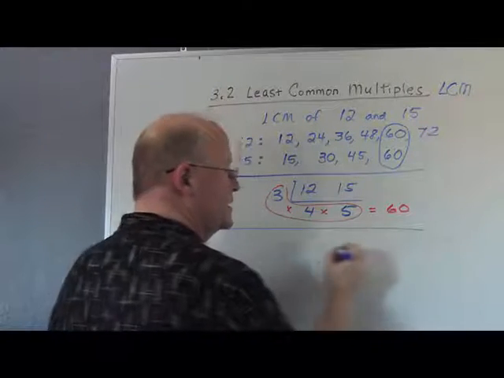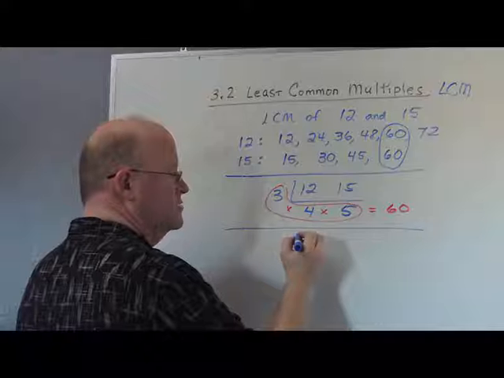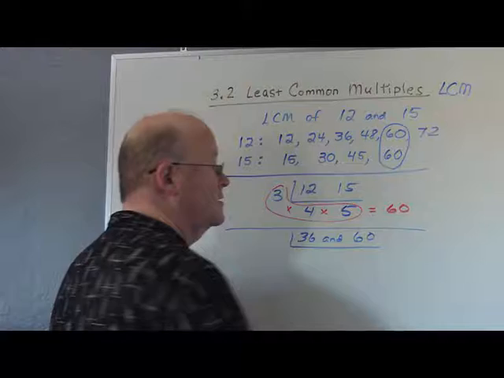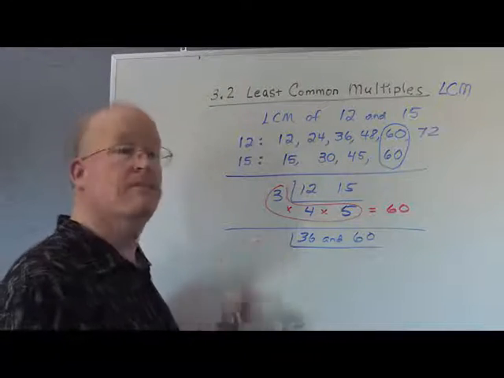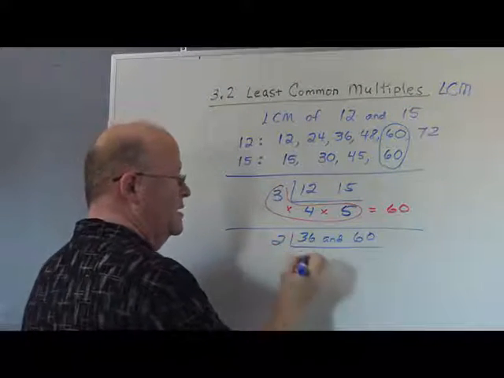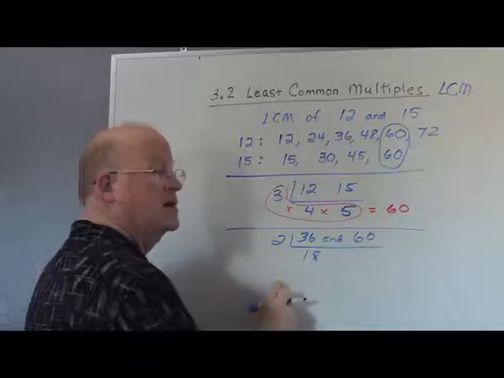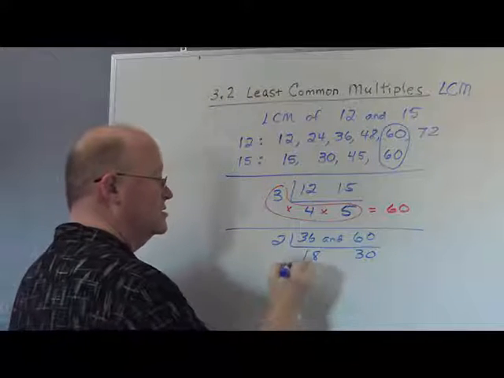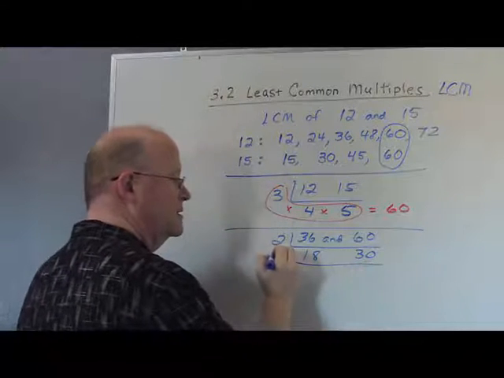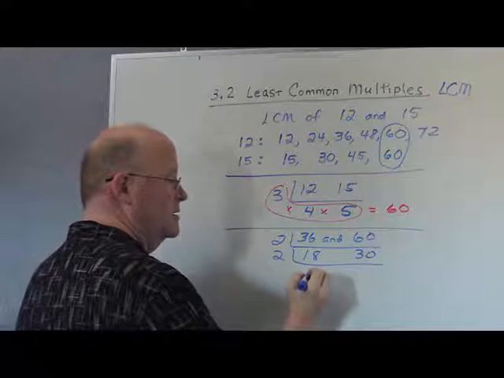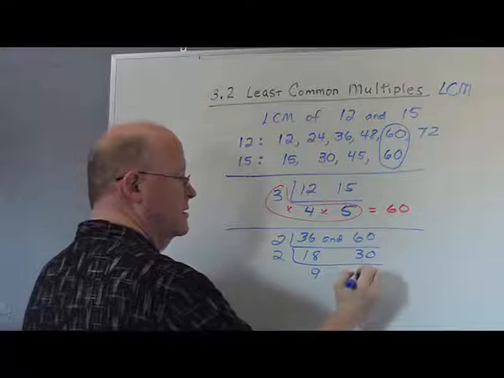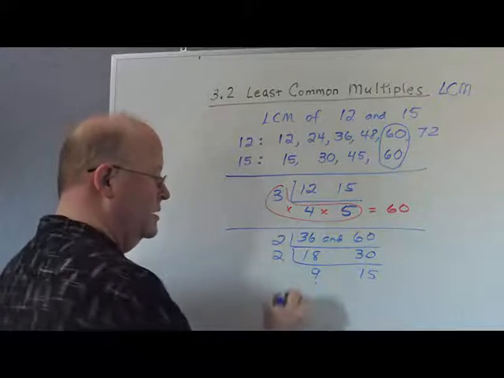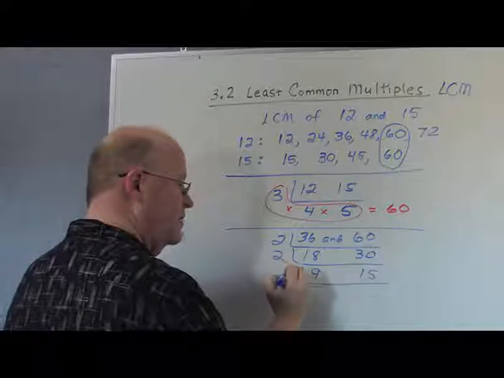Let's say we're finding the least common multiple of the numbers 36 and 60, each of which have a lot of common factors. Let's begin by dividing 2 out of each of these. 2 goes into 36 18 times, 2 goes into 60 30 times. Now each of these are still even. Let's divide them each by 2. 2 goes into 18 9 times, 2 goes into 30 15 times. Now 2 does not go into either 9 or 15, but 3 does, so let's divide by 3.